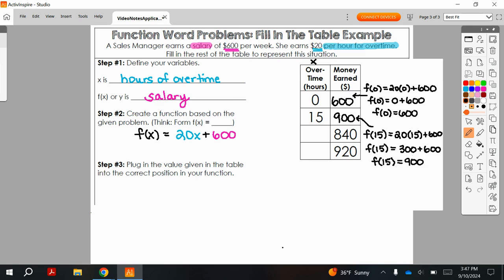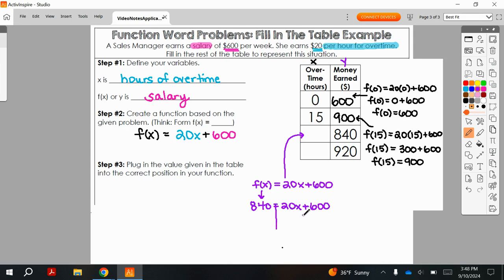When I am given the y values now, it's going to be a little bit backwards here. So when I'm given the y value, because that's this second column of money earned here, I got to go ahead and solve it differently. So I have f of x equals 20x plus 600. I can't replace x this time because that's what I'm trying to solve for. That's what I'm missing in my table. But what I can replace is my y, or f of x, with the y value in my table of 840.